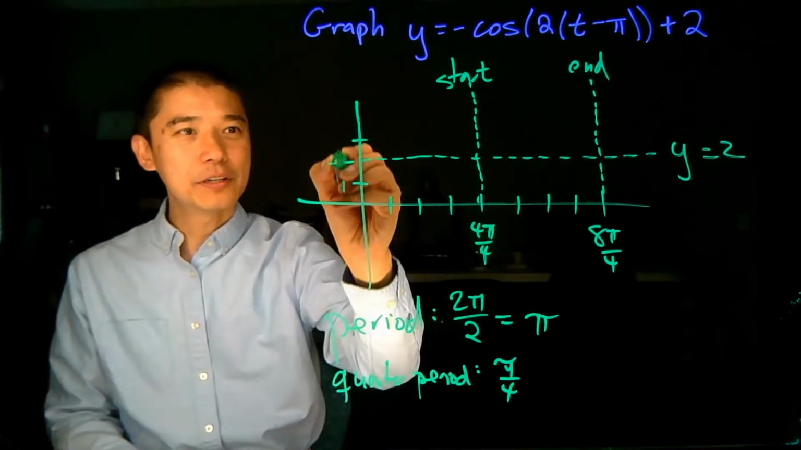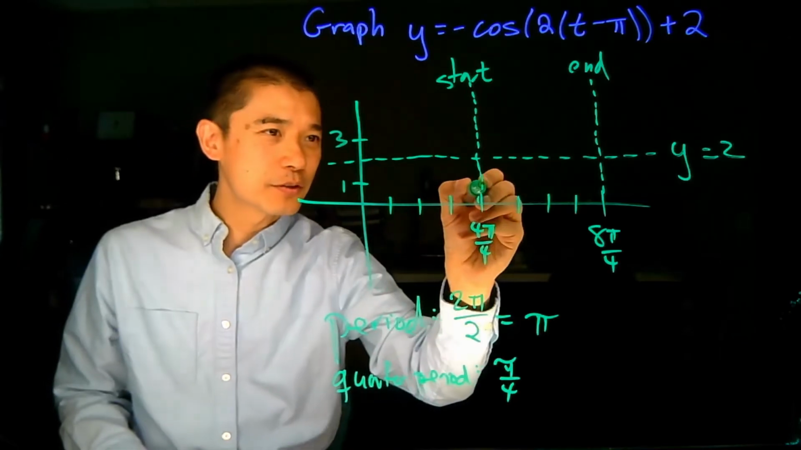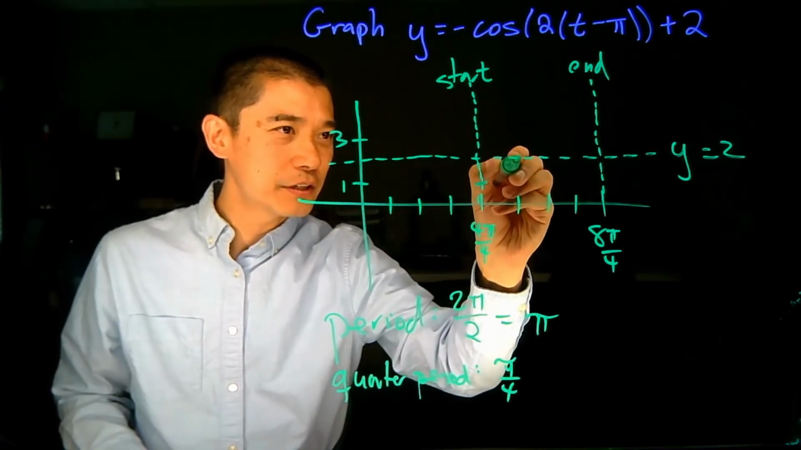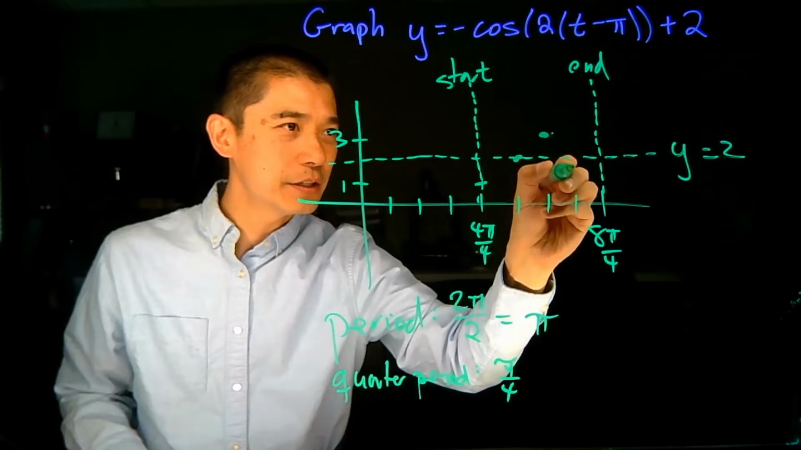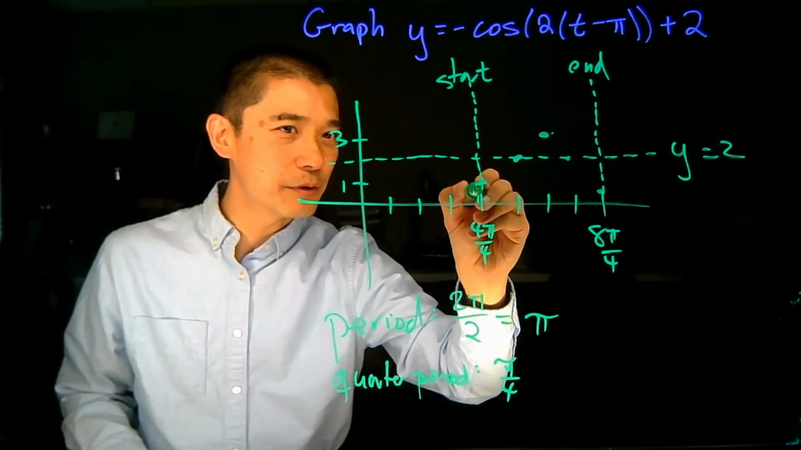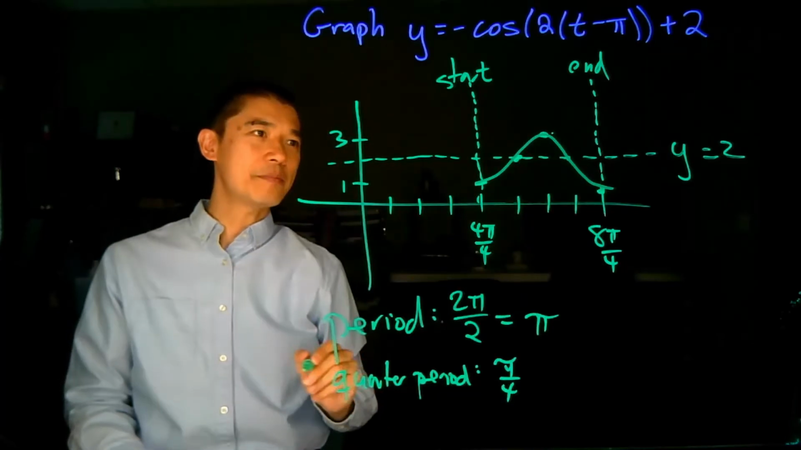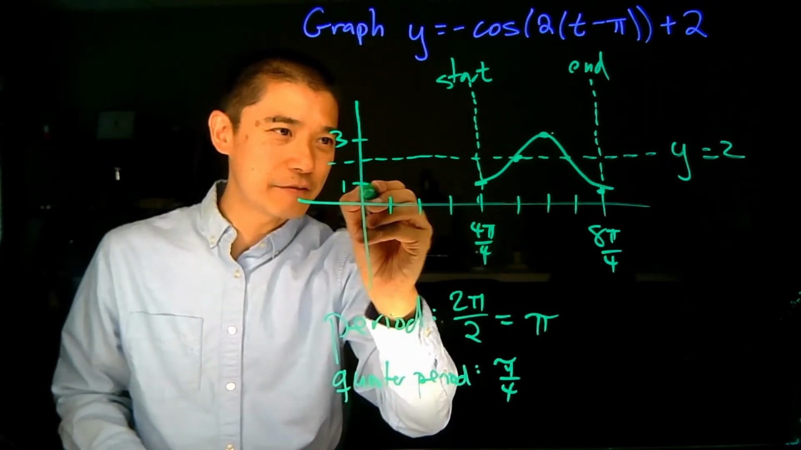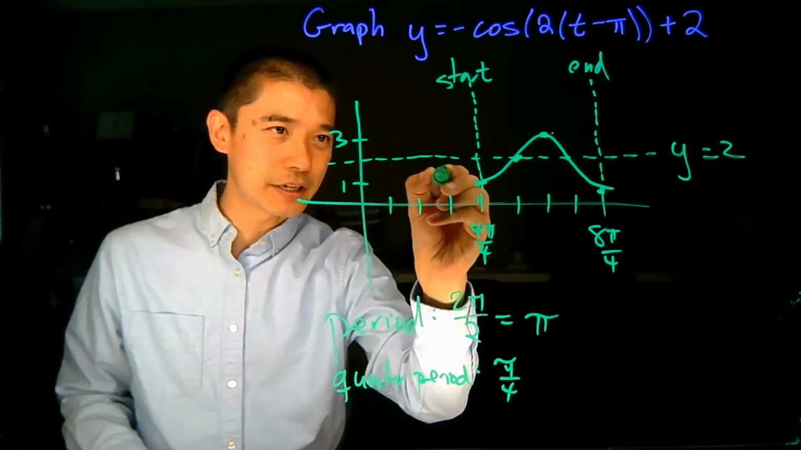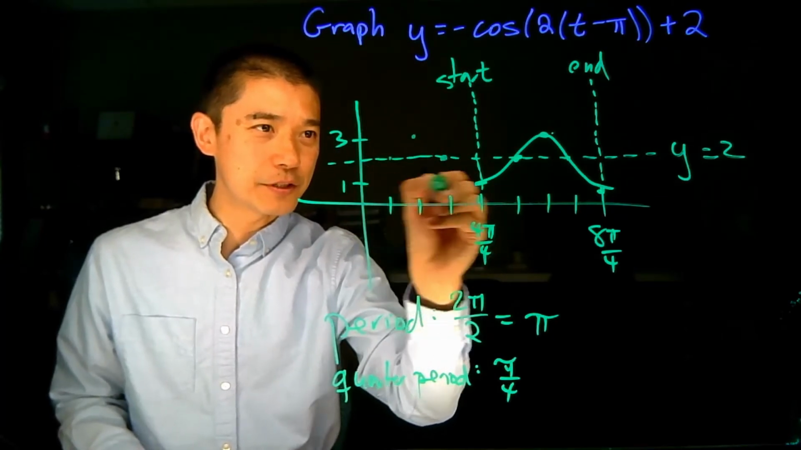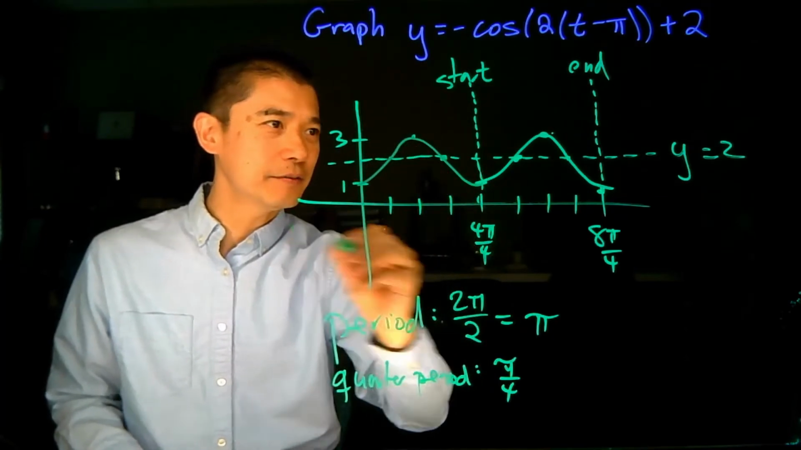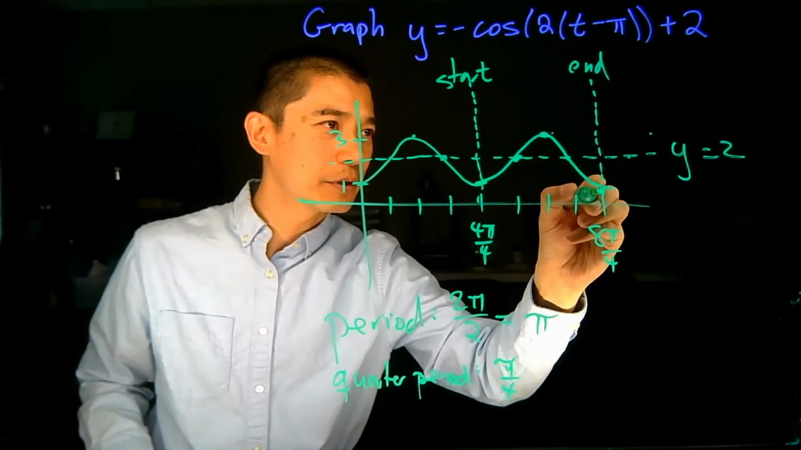So this is going to be 1, and that's going to be 3. So it's going to start down here at 1, go to 2, then go to 3, go to 2, go to 1. It's going to have that shape. And then this shape is going to repeat every pi. So in fact, this one works out nicely because I can quickly plot those points in so I can trace it more correctly. And then same thing going forward.